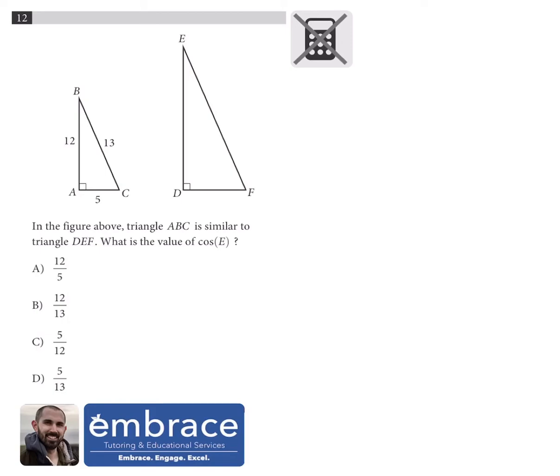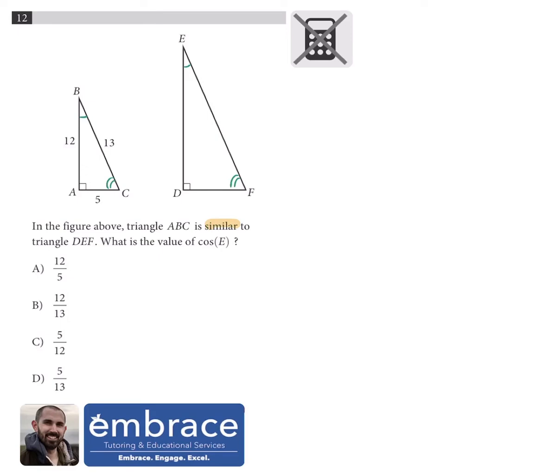So in the figure above, triangle ABC is similar to triangle DEF. Before we continue, let's talk about that word similar. Similar means that all of their corresponding angles are congruent. So angle B would be congruent to angle E, angle C would be congruent to angle F, and angle A and angle D are already marked congruent because they're both 90 degrees. What that also tells us is that their sides are in proportion.